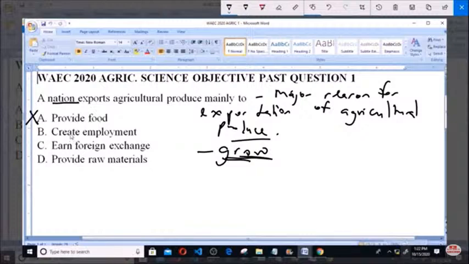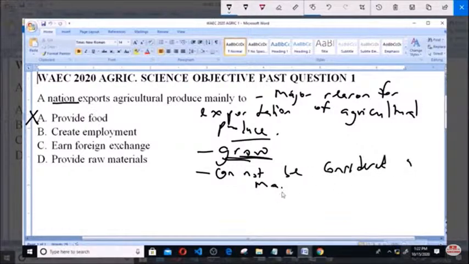Now option B says create employment. Similar to provision of food, creation of employment cannot be considered a major reason as well, because creation of employment can't be said to be the main reason why a country is choosing to export its produce to the other country. So option B, create employment, is not the answer.